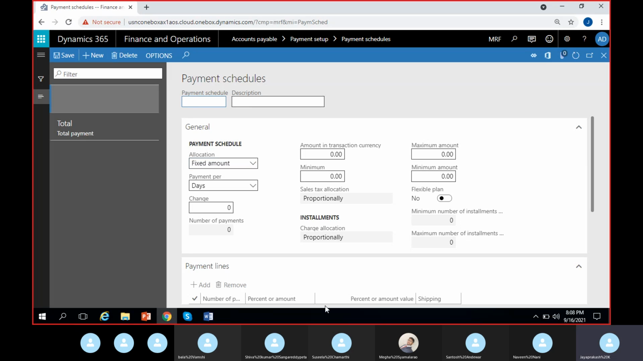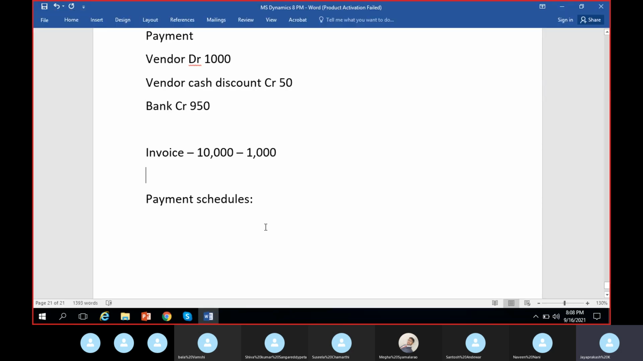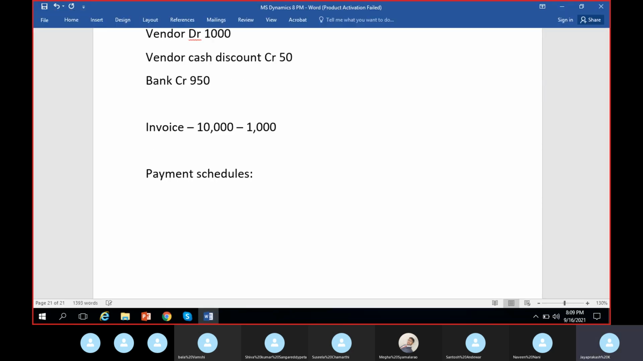Okay, I'll say like a 5,000 fixed amount, which indicates that I'll pay a fixed amount of 5,000 all the time. So how this works, I'll tell you. Suppose that I'll go for this fixed amount.